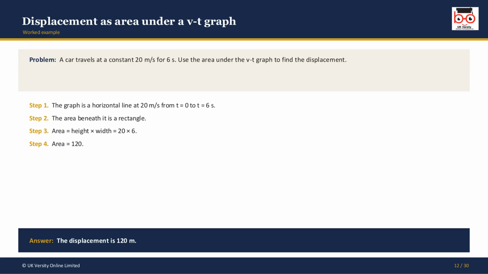Now let's use the area to find a displacement. A car travels at a constant 20 meters per second for 6 seconds. So on the graph, that's a flat line at 20 from 0 to 6 seconds. The area beneath it is simply a rectangle, and its area is height times width, 20 times 6. That gives 120, so the car's displacement is 120 meters.